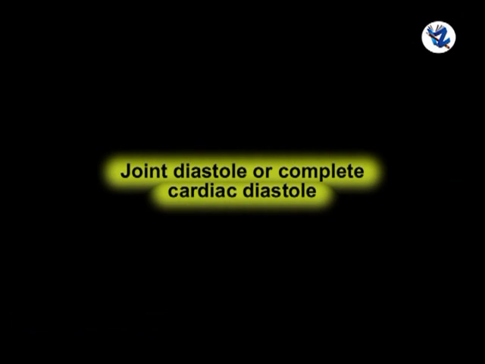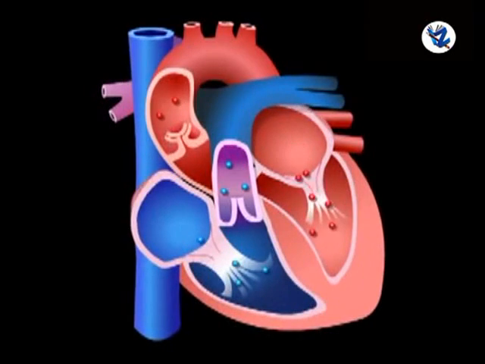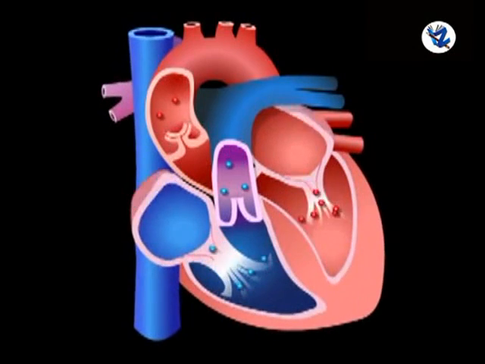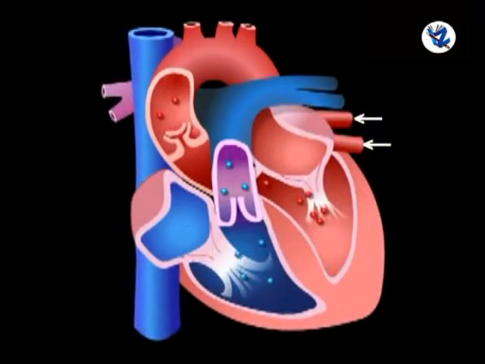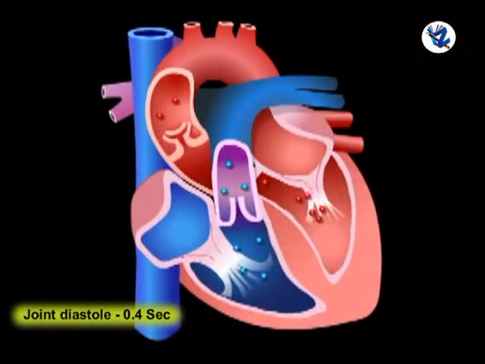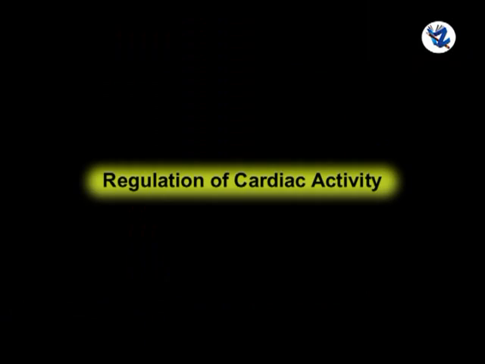Joint diastole or complete cardiac diastole. Both atria and ventricles undergo relaxation in this phase. The right atrium receives deoxygenated blood from all parts of the body through the superior vena cava, inferior vena cava and coronary sinus. The left atrium receives oxygenated blood from the lungs through two pairs of pulmonary veins. The joint diastole lasts for 0.4 seconds.